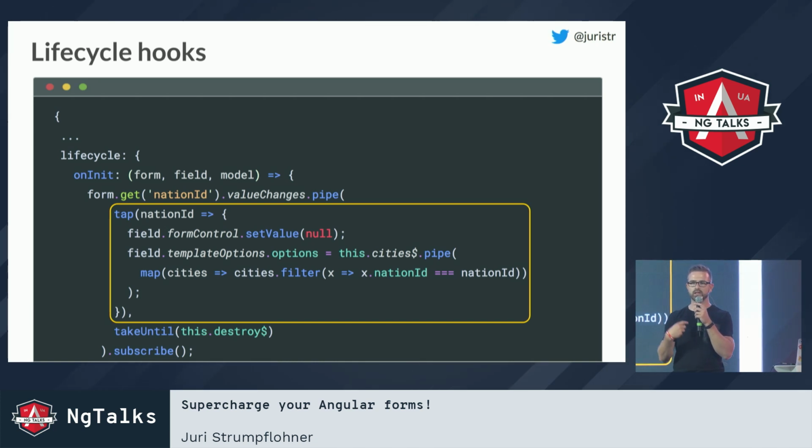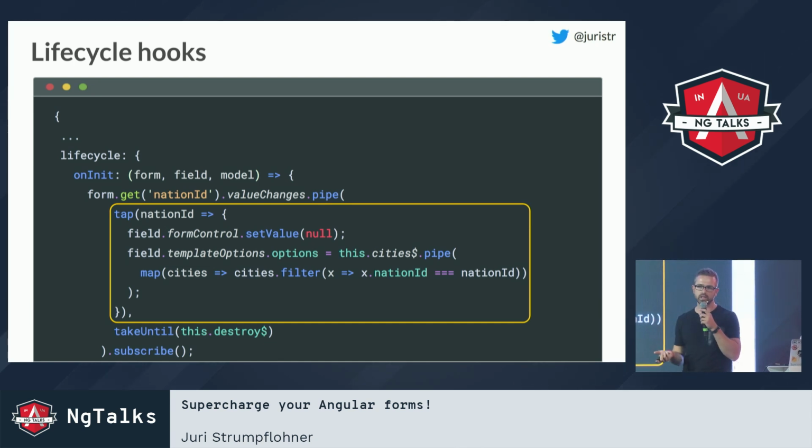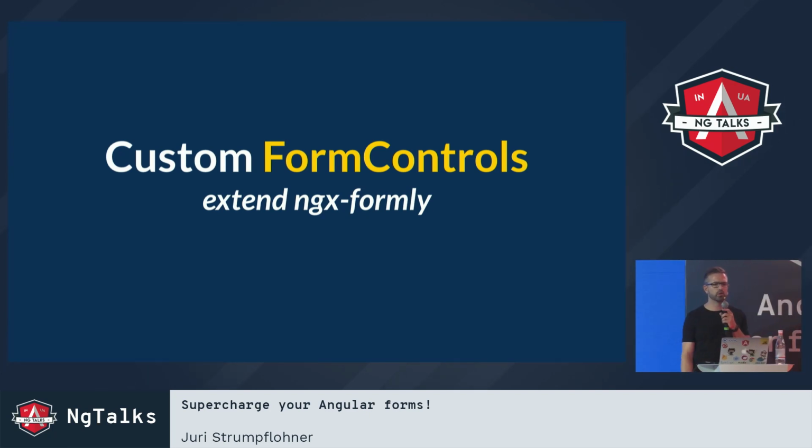In this case, I'm resetting the city ID, which is currently visualized, and I'm dynamically loading the template options, filtering out all the cities that match for that nation. It's actually quite simple.